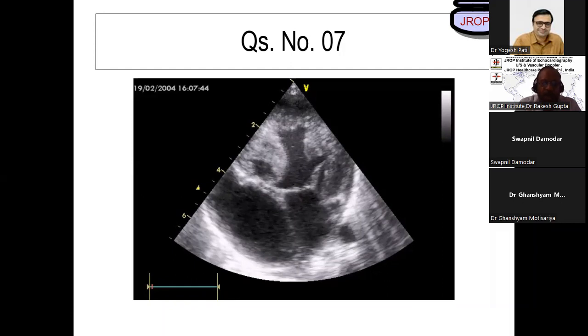Suppose you have a tricuspid atresia, so you would not expect any RV. Even the RV would not be seen at all. So why is this RV seen?